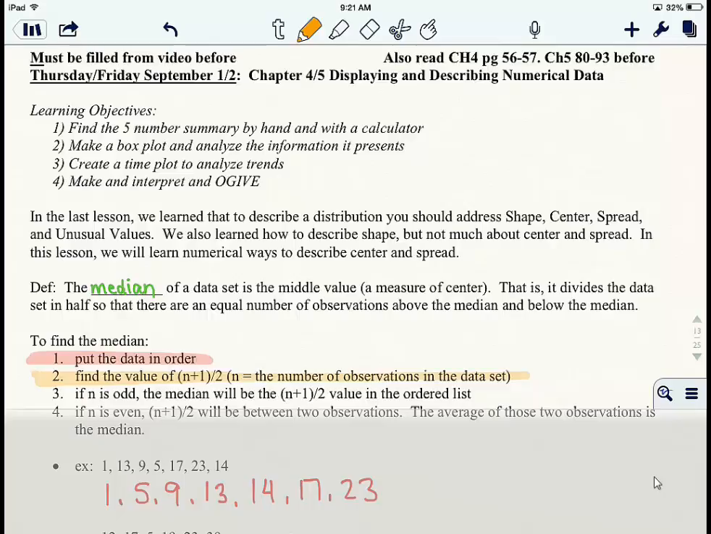First, we need to know what a median is. The median of a data set is the middle value. That is, it divides the data set in half. To find the median, we have to put the data in order. I have already put this data in order right here for this example.